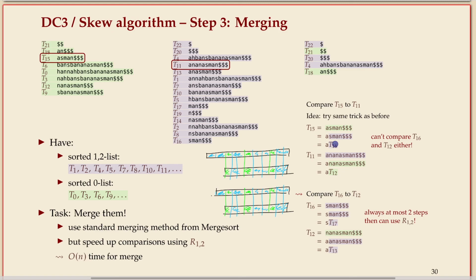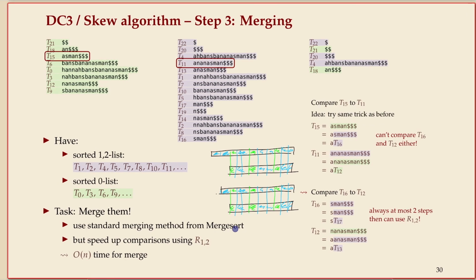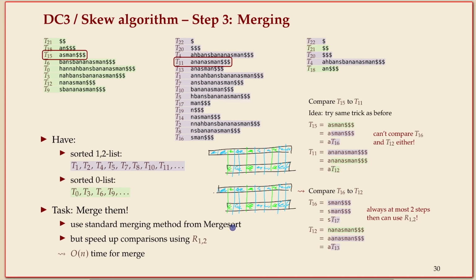So the same trick works for this step. You just have to go 1 more character before you can decide it. But then you can still do merging in linear time, because each comparison takes constant time overall. It might be comparing the first character, maybe looking at the next, maybe looking at the next. But after 3 steps, you're done.